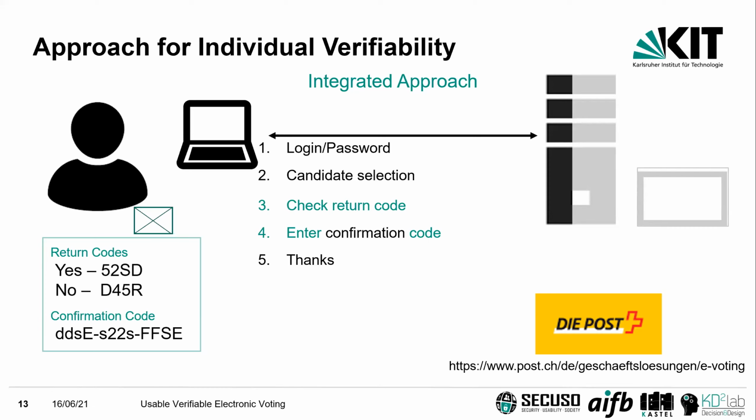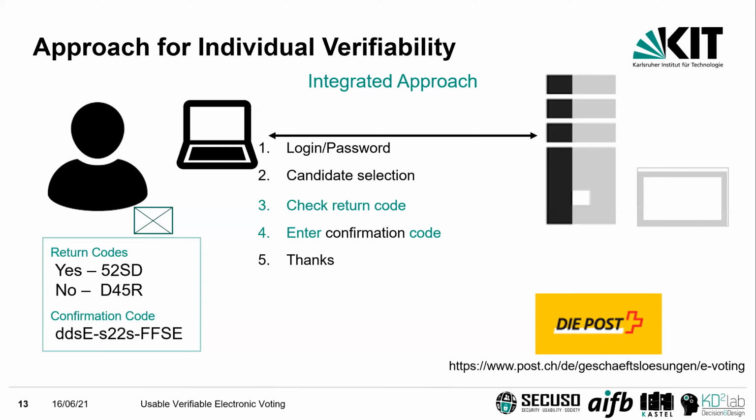And the idea is that once you have entered or made your choice, in this case, we have options to have it simpler on the slide, so I would go for yes. Then in step 3, I would get from the system a return code back, and my task is to check the return code. And if I'm happy because it matches the selection I made, then I'm asked to enter the confirmation code. So you can see this is more integrated.